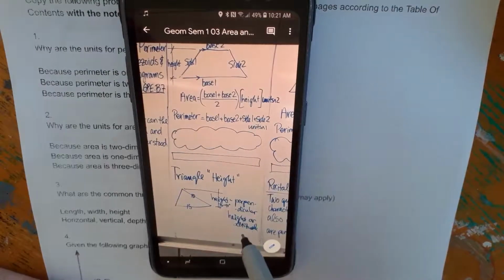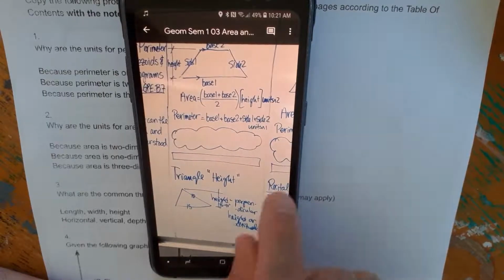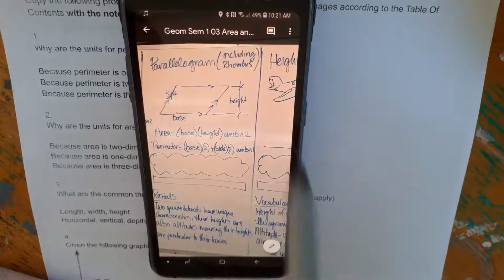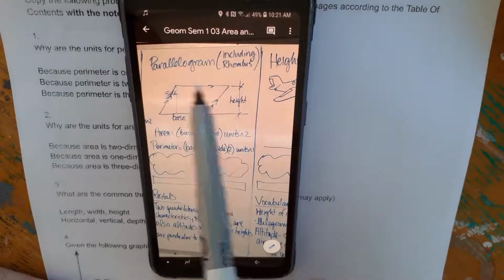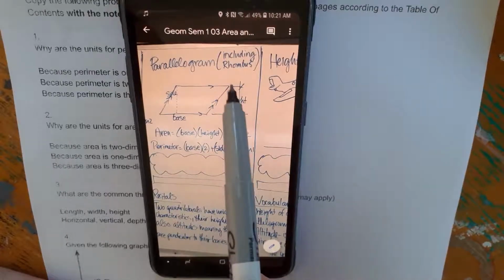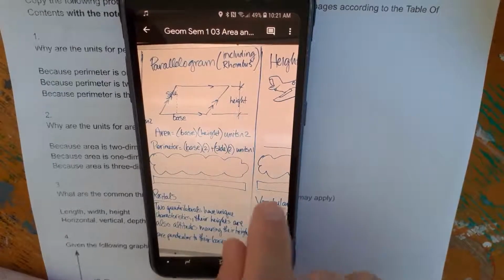Triangle. We've got area and perimeter of a triangle with particular attention to perpendicular height. We'll talk about that as we do the problems. Parallelograms are in here: base times height. Perimeter is each side length just going around. And again, we're looking for perpendicular height.